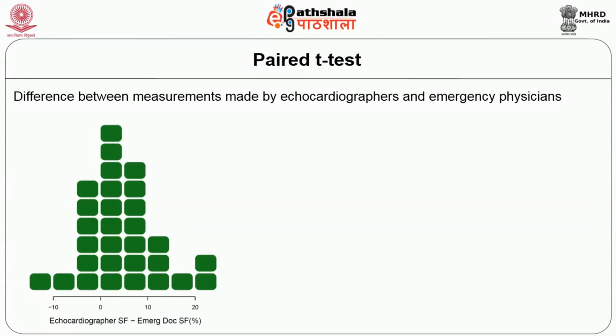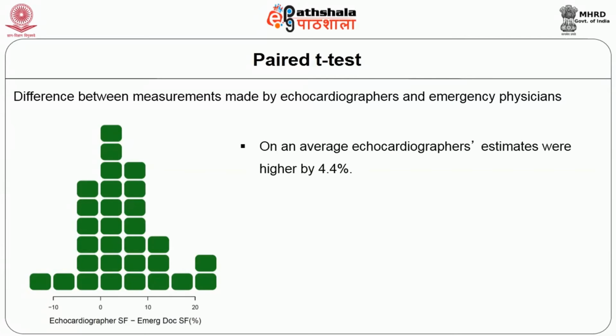After estimating the t value for the difference between the measurements made by the echocardiographers and emergency physicians, we found that on an average, echocardiographers estimated 4.4% higher than the other experts. Therefore, it indicates that there is a 4.4% error or 4.4% difference between the two experts. And if you calculate the confidence interval, it is ranging from 1.6% to 7.4%. Therefore, the conclusion is that on an average, the echocardiographers' estimates were higher by 4.4%.